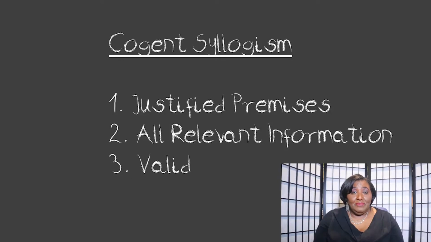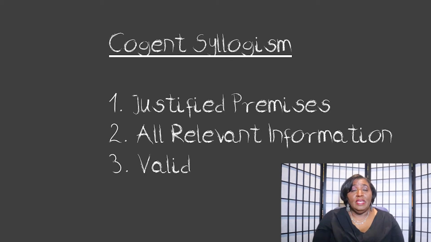Let's look at how these forms of reasoning work using the syllogism. A syllogism is an argument in its most basic form. The cogent syllogism has 3 basic rules according to Howard Kahane's Logic in Contemporary Rhetoric, the use of reason in everyday life. 1. It must have justified premises. A premise is like a statement of fact. It doesn't need to be proven because it's self-evident or it has already been proven by another argument.